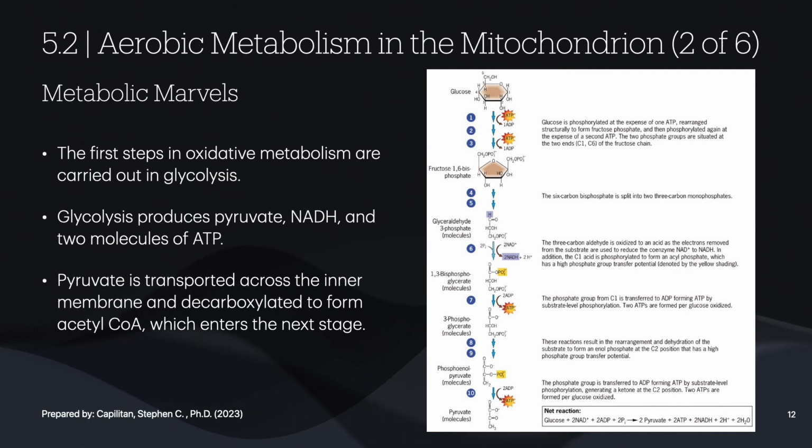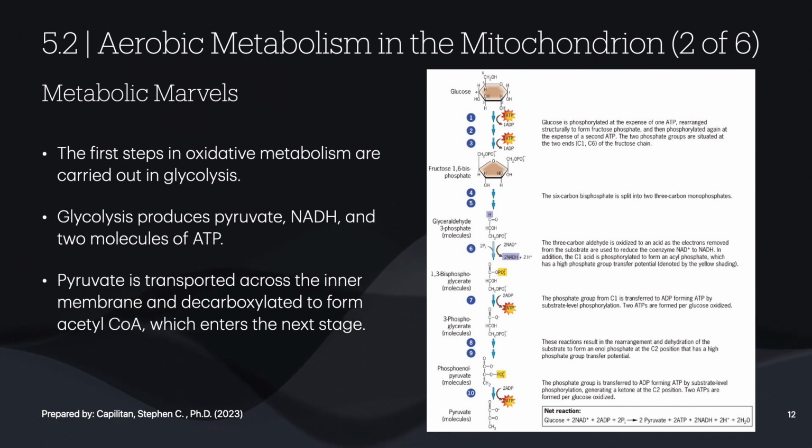Here are the steps, and they are numbered on this figure. The two phosphate groups are situated at the two ends. We have here the C1 and C6 of the fructose chain. The 6-carbon bisphosphate is split into 3-carbon monophosphates.